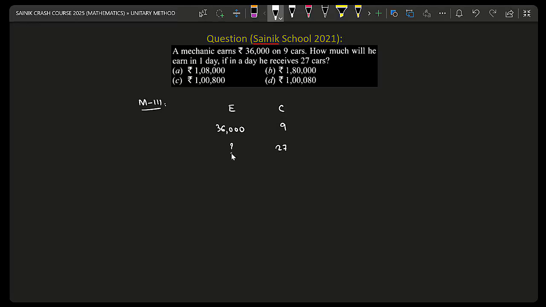So earning we need to find, right? Yes, sir. What we are going to write? Can you say the direct last step? Sir, the step is 9 cars is equal to 36,000. 27 cars is equal to how much? Means 36,000 into more by less. Okay, because we expect more earnings, right? Yes, sir, more by less.